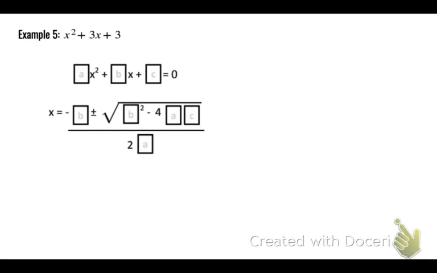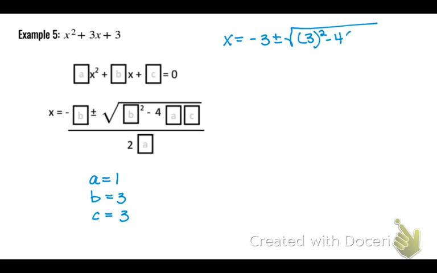And then example 5. So again, A is equal to 1, B is equal to 3, C is equal to 3, and then we're going to plug into the formula. So the opposite of positive 3 is negative 3, plus or minus the square root, b squared minus 4ac, all over 2a.